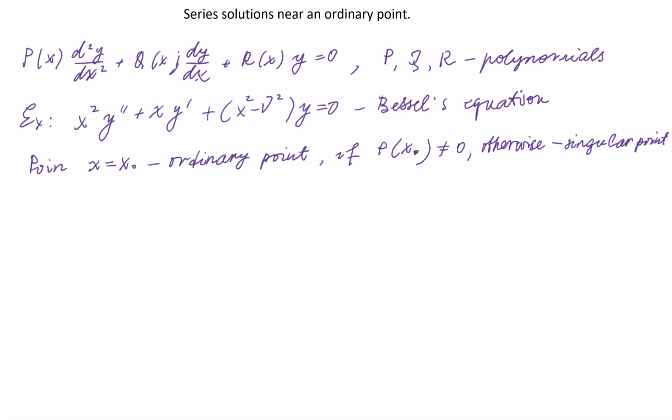For example, let's look at this equation. Do we have ordinary points or singular points for this equation? Well, let's look at p. P of x here is x squared. If we set it equal to 0, we find that x equals 0 is a singular point, right? All other points x for this equation are ordinary. X not equal to 0, ordinary.